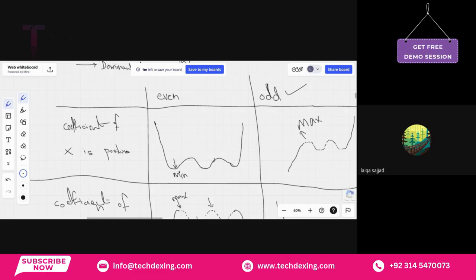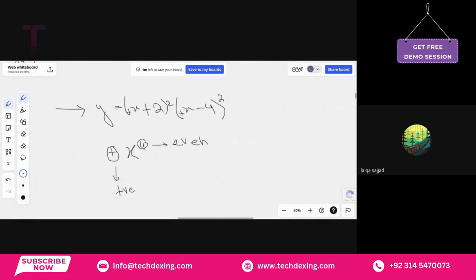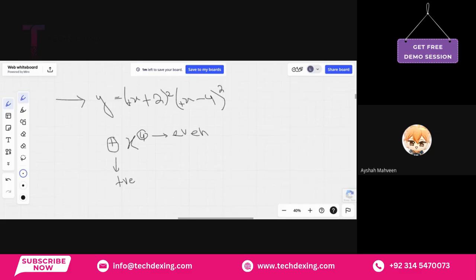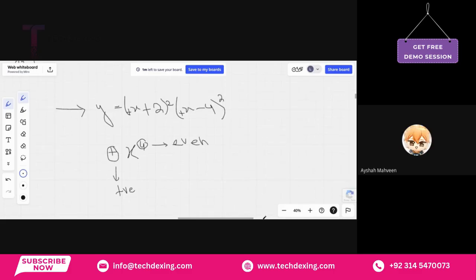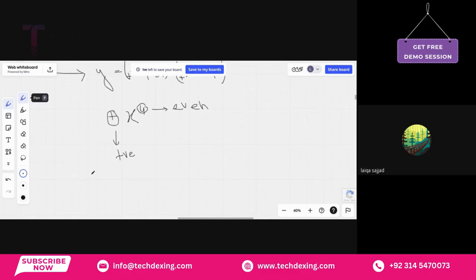How many turning points will we have in this case? 5? No, wait, 3. Yes. It will give you 3 turning points. Okay. So the turning points, they would be 3. And at what points will we have the turning points? At what numbers?